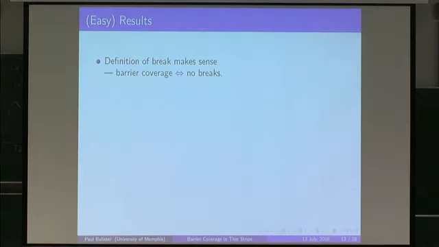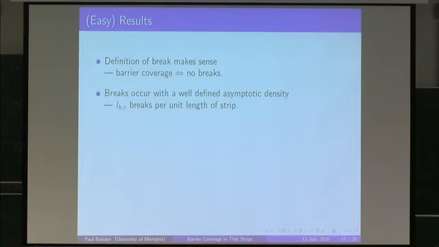Right, so let's start off with some results. The first ones are going to be rather easy. The definition of break makes sense. So what I've just defined to you, the barrier coverage does occur if and only if there are no breaks. So in other words, there aren't 2 good components. And breaks occur with a well-defined asymptotic density along the strip. This is just ergodicity of the process.